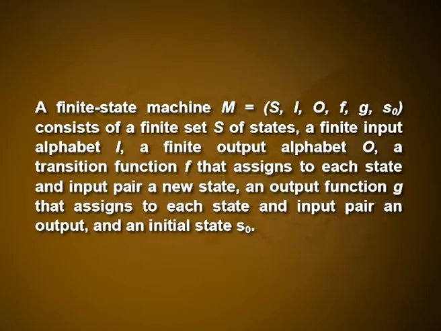Definition: a finite state machine M = (S, I, O, f, g, S0) consists of a finite set S of states, a finite input alphabet I, a finite output alphabet O, a transition function f that assigns to each state and input pair a new state, an output function g that assigns to each state and input pair an output, and an initial state S0.